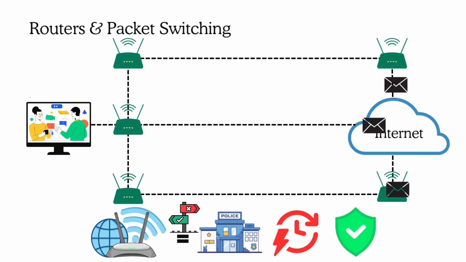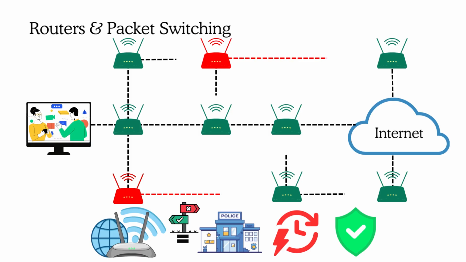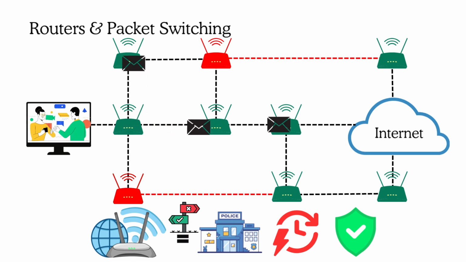Sometimes this path can change. If one route becomes slow or a cable goes down, the data automatically takes an alternate route. This dynamic routing system is what makes the internet so resilient. Even if a cable is cut somewhere in the world, the system still keeps running.